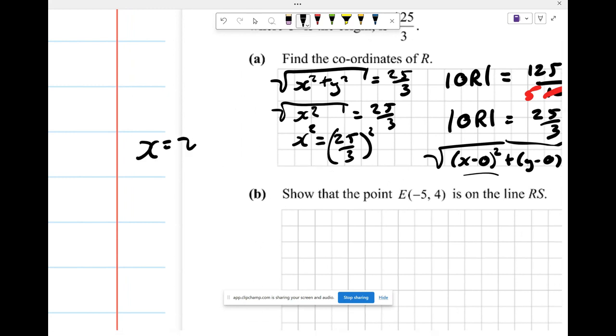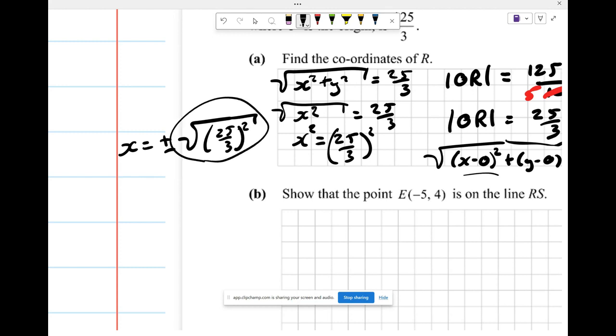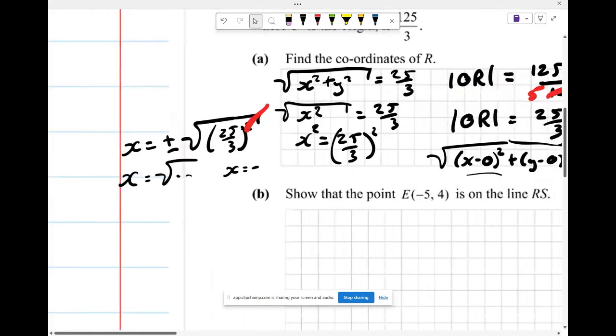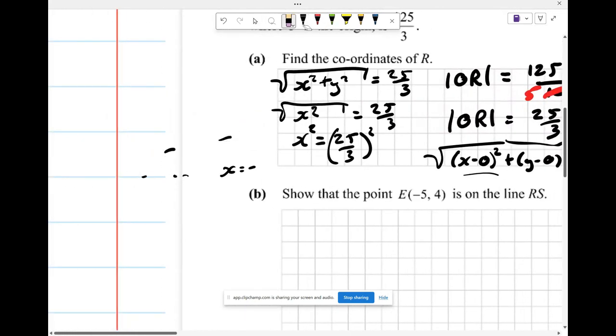So x is equal to plus or minus the square root of 25 over 3 squared. Now this is just a number. These will cancel like I was saying before, but we have to remember the plus or minus. So x is either equal to whatever number this is, or it's equal to minus whatever number that is. And we know from our graph that it's going to be minus because we've gone backwards. So that's just a little point to watch out for.